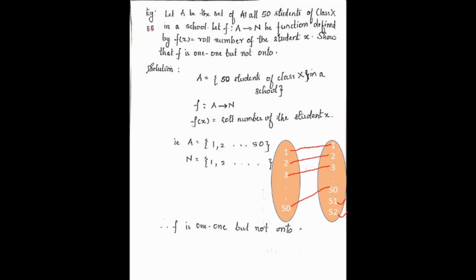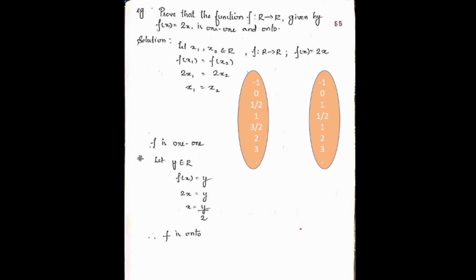Okay. Now let us move on to one more example. Prove that the function f from R to R, where R is the real numbers, given by f of x is equal to 2x, is one-one and onto. So we have to prove both one-one as well as onto.